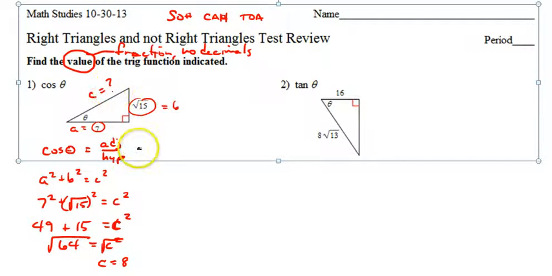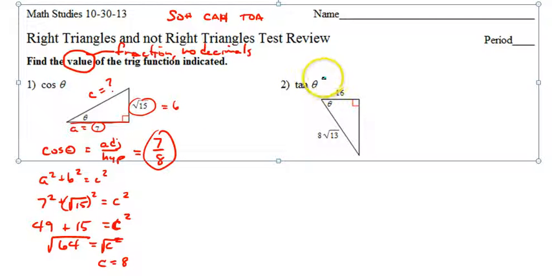So if c is equal to 8, the adjacent over the hypotenuse. This is the adjacent side, it's next to that theta. So it's going to be 7 over 8. That's what I want. Nothing else will be accepted. Got to reduce this. If there's a radical in the basement, you got to get rid of it.